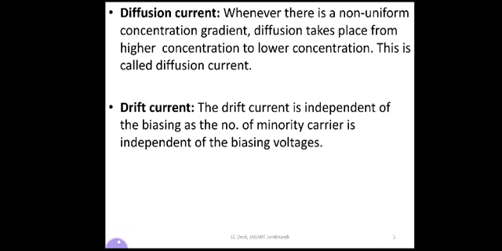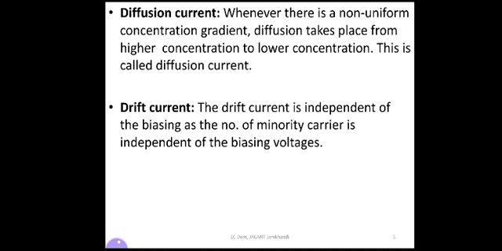Then diffusion takes place from higher concentration to lower concentration. This current is called diffusion current. So what is diffusion current? Whenever carriers move from the higher concentration to the lower concentration, the current is called diffusion current.